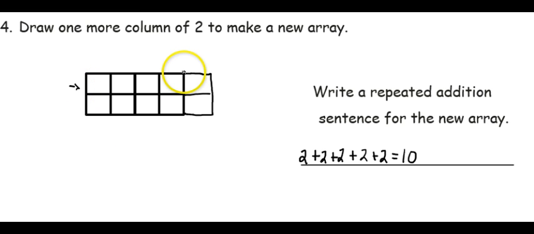I could also write an addition problem showing my rows. That would be 5 plus 5, because there are 2 rows and there are 5 squares in each row, which also gives a total of 10 squares.